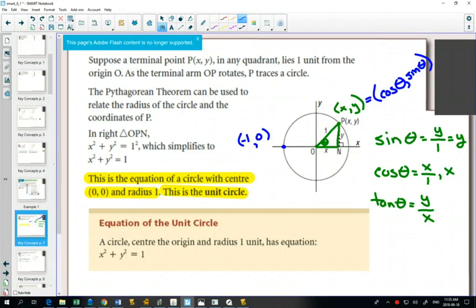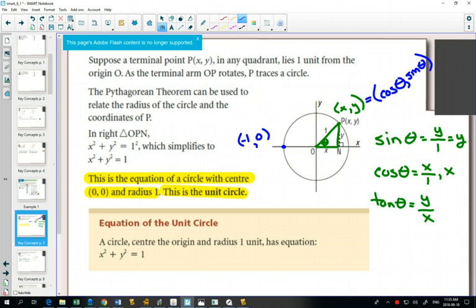So because the coordinates of that point are negative 1 and 0, what angle would it be in standard position to get there? 180. Take out your calculator. What is cos of 180 degrees? What is sine of 180 degrees? Negative 1 and 0. That's this idea.